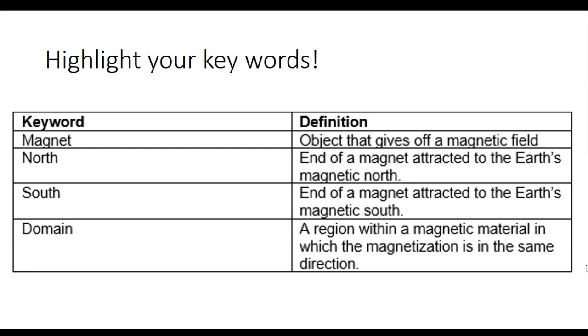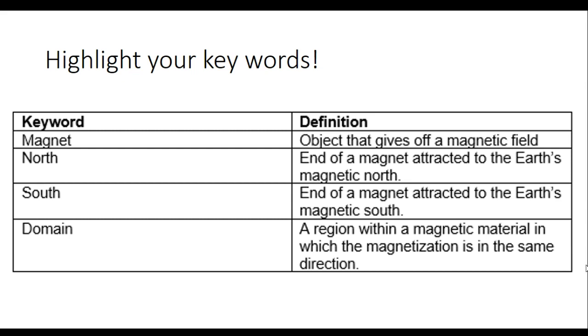The South Pole then is the end of a magnet attracted to the Earth's magnetic south. So again, when a magnet settles and it faces the direction of north-south, the South Pole of the magnet should be facing towards Earth's magnetic south.